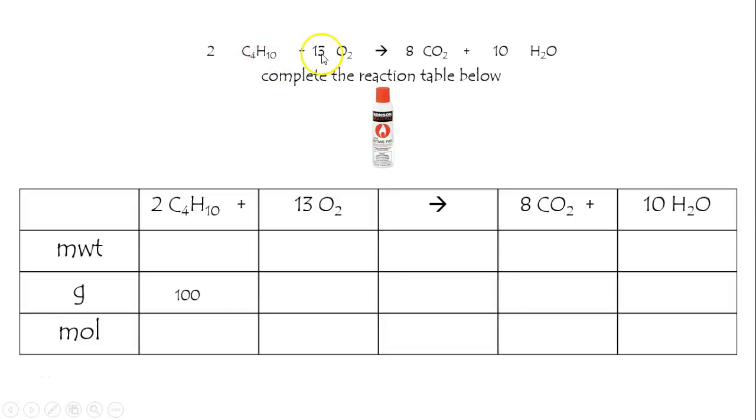The combustion of butane and oxygen makes carbon dioxide and water. Let's complete the reaction table below. The only thing you're given is that you're burning 100 grams of butane. We can assume that there's plenty of oxygen.